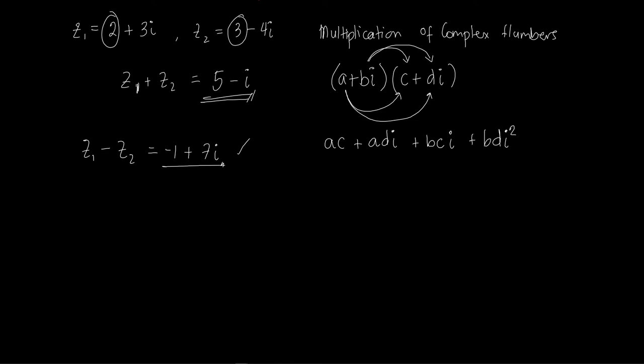Now, remember that i squared is equal to negative 1. So, AC plus ADi plus BCi, and it becomes negative 1, so that is minus BD. So, AC minus BD is the real part, plus the imaginary part, AD plus BC. If it is confusing, just use FOIL, considering that i squared is equal to negative 1.